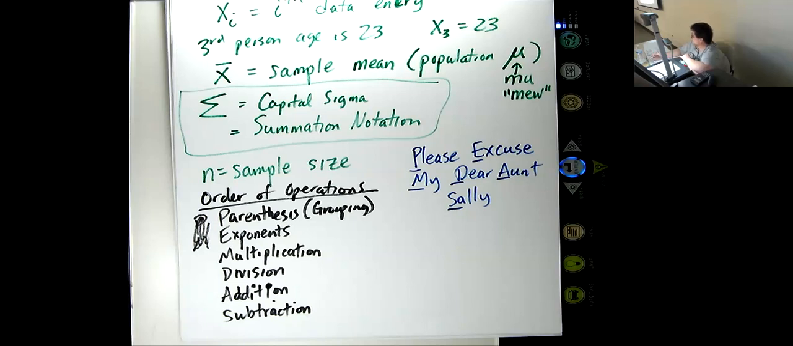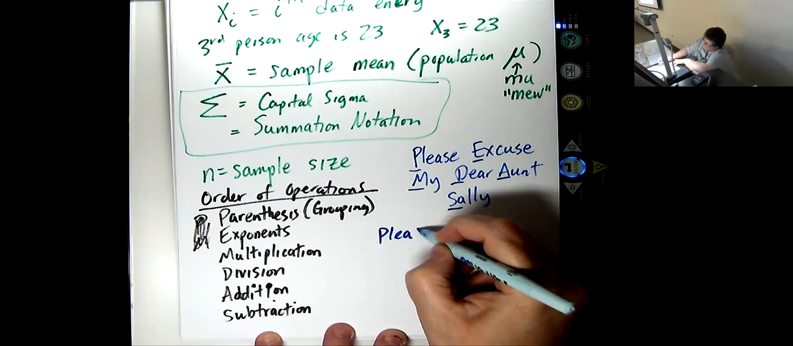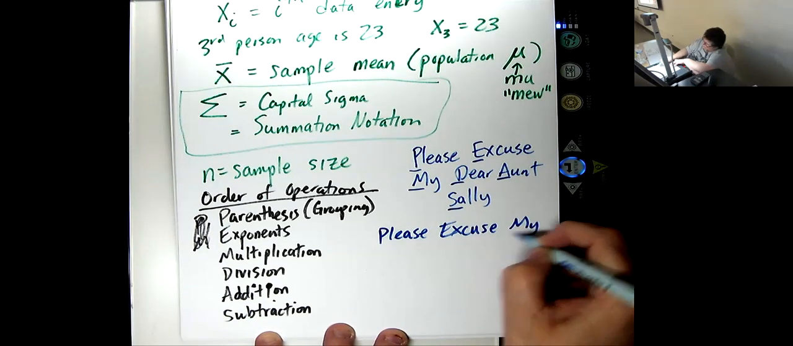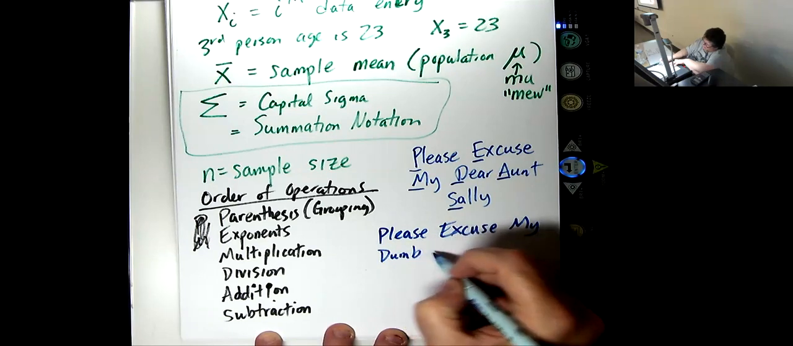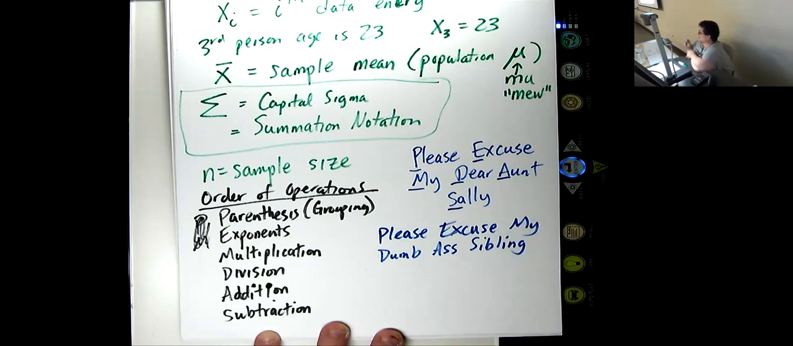You know what I do have? I have a dumbass sibling. I like to use, please excuse my dumbass sibling. Now, if you're an only child, this doesn't work for you. But if you're not an only child, at some point you have thought your brother or sister was a dumbass. It doesn't matter how smart they are. They could be rocket scientists, and at some point you thought you're a dumbass about something. I have a dumbass sibling. Sibling means brothers and sisters. So that's how I remember it.